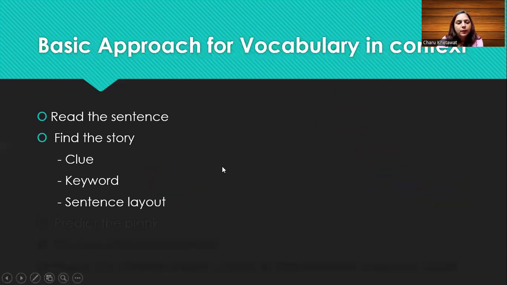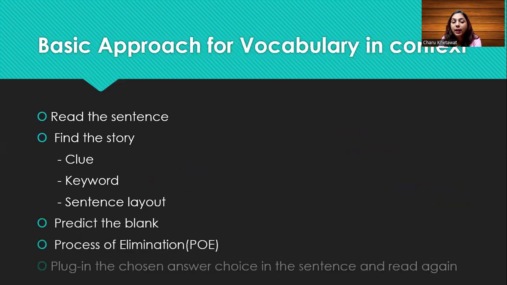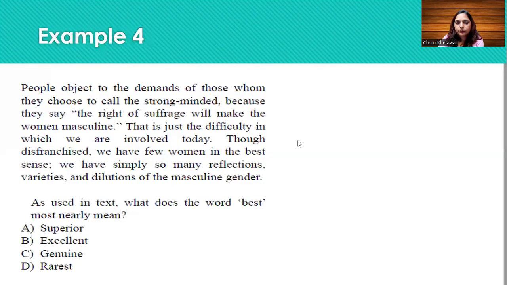Okay. Then, of course, predict the blank. Choose a simple word. Then compare your word with the answer choices. And the very important step, as I mentioned earlier, plug in and reread. Plug in the chosen answer choice and reread. This is going to help you a lot in the difficult questions. Let's look at another example.